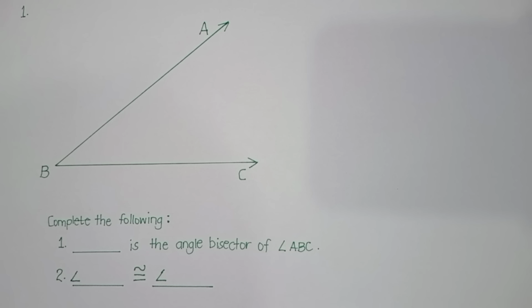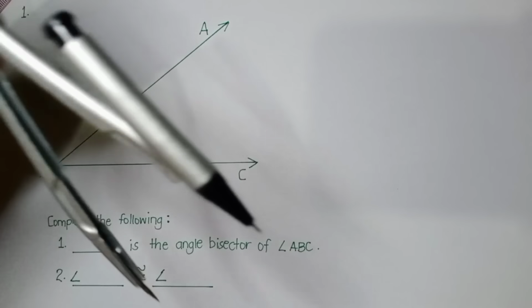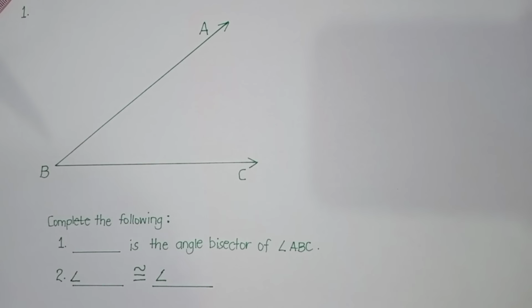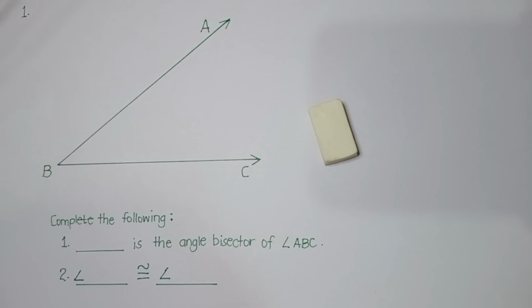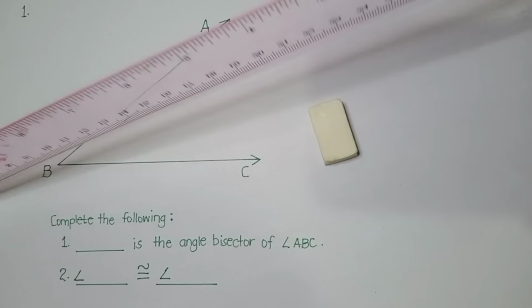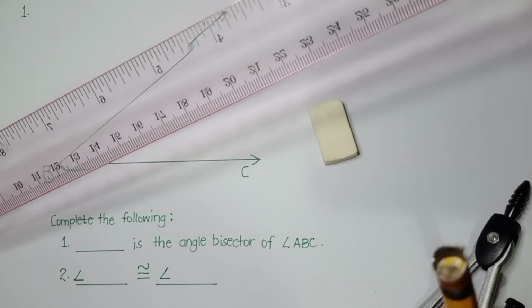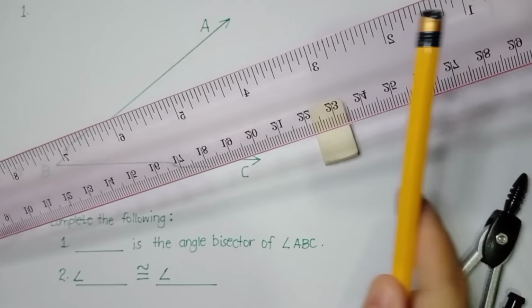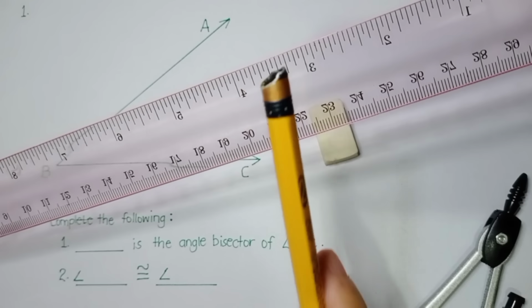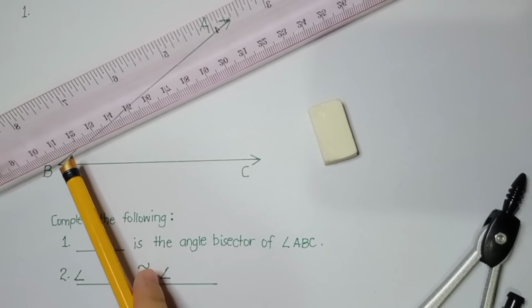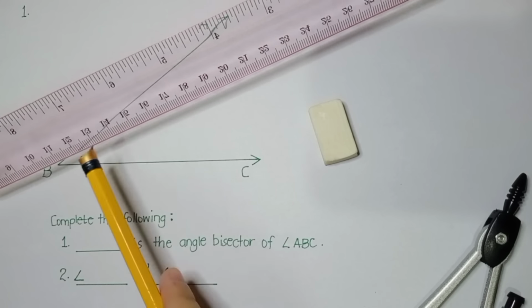Alright, so how do we construct an angle bisector? First step, the angle must be given, because this is what we will bisect. The first thing you need is your compass, your pencil, your eraser, and your ruler as your straight edge. We need a straight edge. The measurements we see on the ruler, we will not use. We will only use the ruler to mark or construct a straight edge.